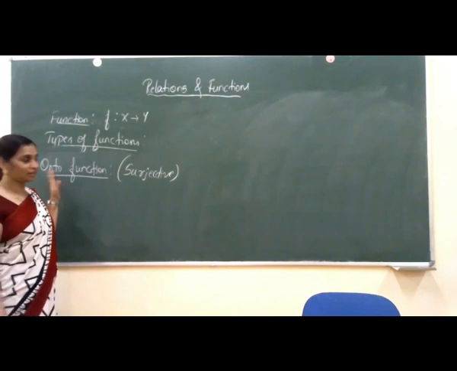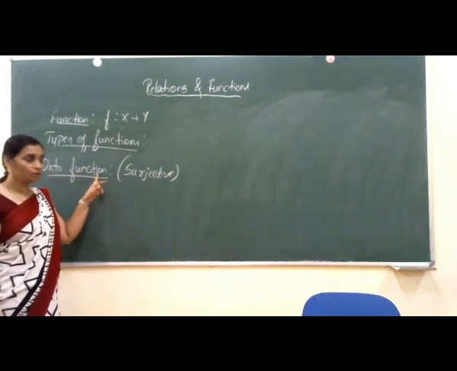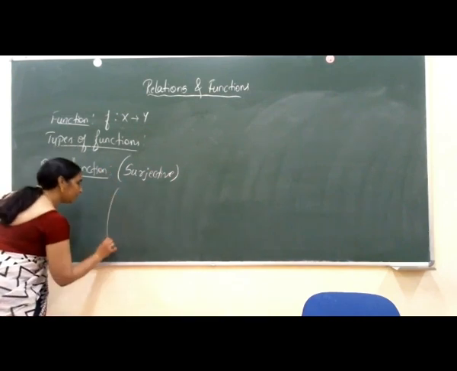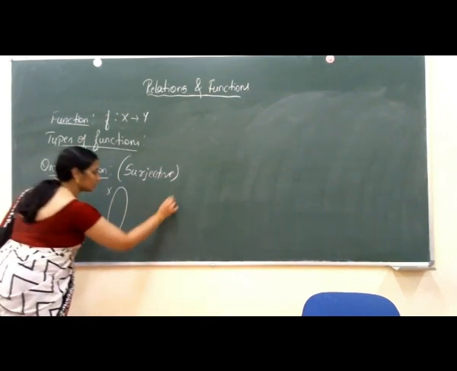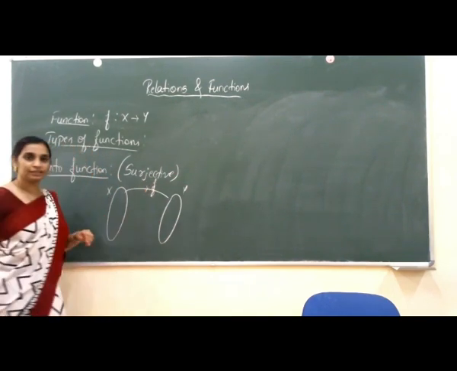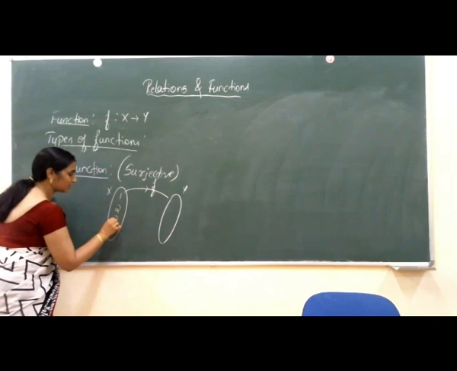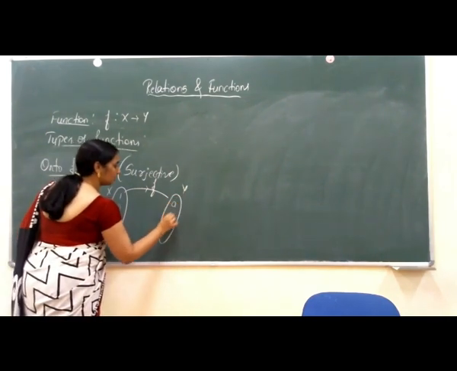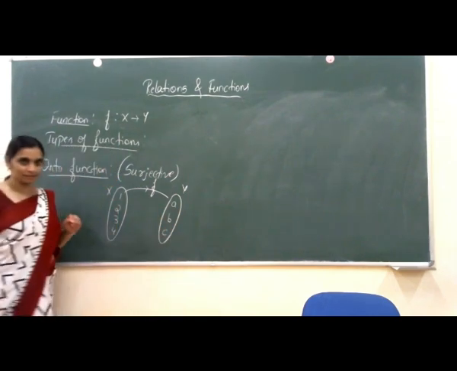Now the next one is onto function, onto or surjective. Now, if you are having a set X and a set Y, and from X to Y we are defining a function. The elements in X are 1, 2, 3, 4. Elements in Y are a, b, c. Let us see.